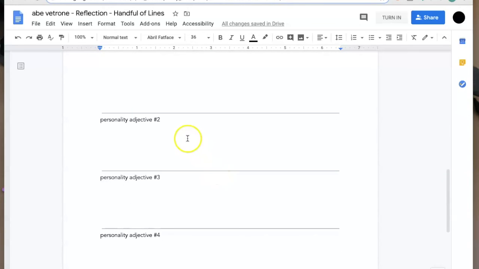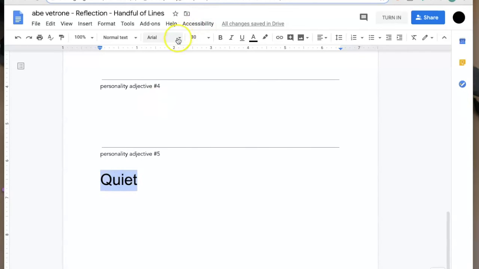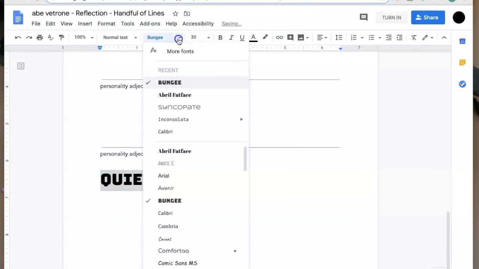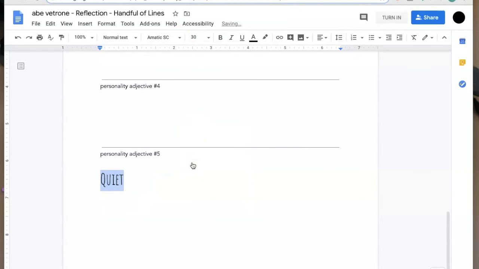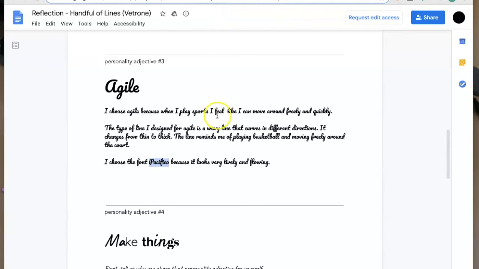Okay, I made some spaces for adjective 1, 2, 3, 4, and 5. You can just start typing right in here, Q-U-I-E-T, and then tell us all your sentences and make sure you figure out which font. That's not quiet! This one's more quiet, I think. Okay, hopefully that makes sense.